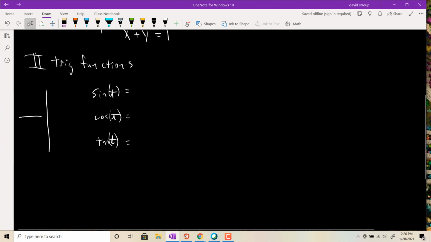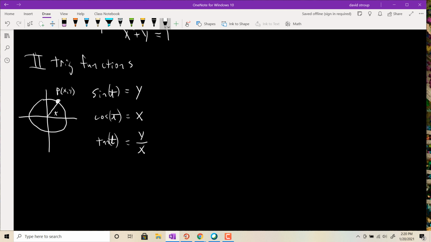So let me rewrite my unit circle and put a point on here. So point x comma y. Okay, here is my angle t. Okay, so sine is going to be associated with y, the y coordinate. So all you have to do is kind of read off the y coordinate. Cosine is associated with the x coordinate. And then tangent is the ratio of sine to cosine. So we're going to put y over x. And of course, x can't be 0 for tangent. Okay.